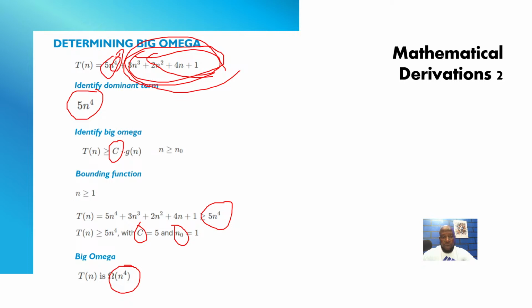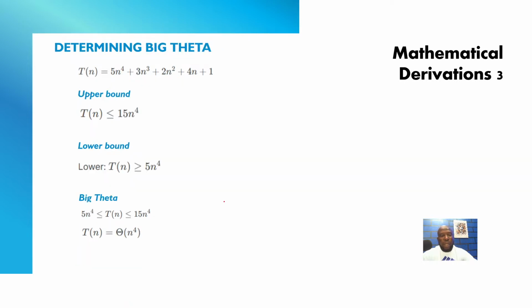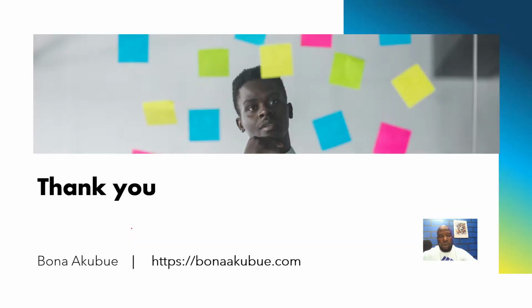Then we'll look at the big theta. Big theta has to do with determining the tight bound. You're trying to find a function in between the upper bound and the lower bound, that is anywhere in between the lower bound and the upper bound. So this is the lower bound and this is the limit, n raised to the power 4. So this is how we'll do the derivations for the big theta. But a lot of times in your algorithm analysis, your emphasis should always be on the big O.